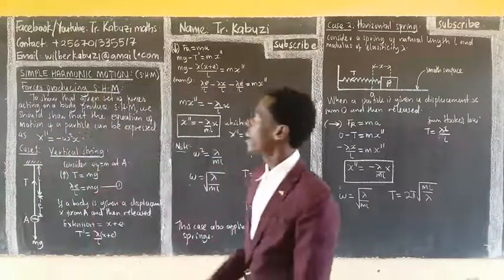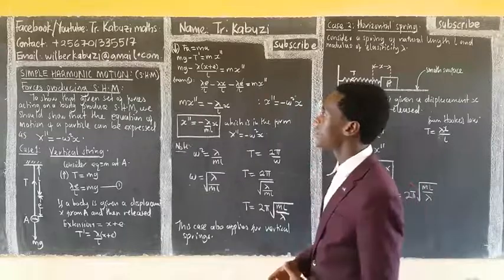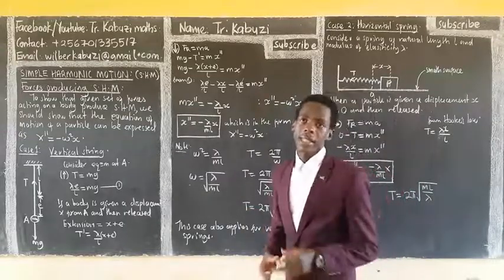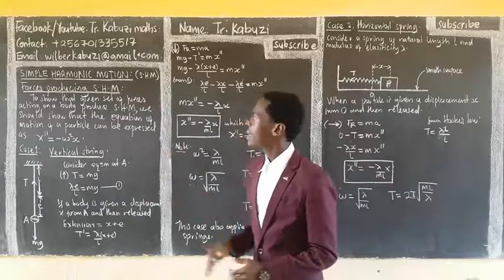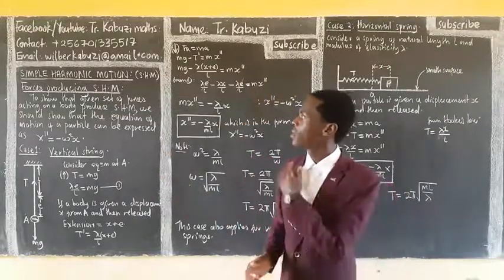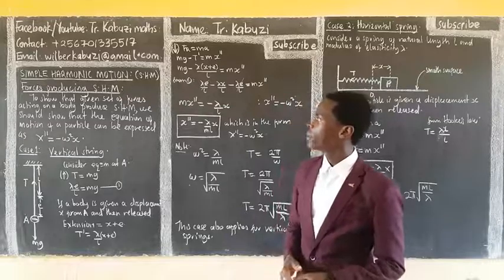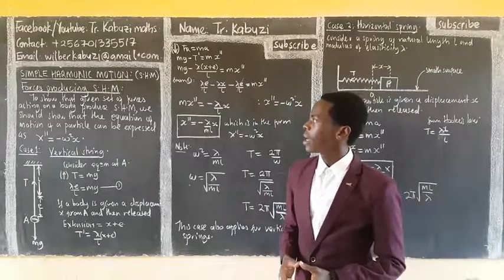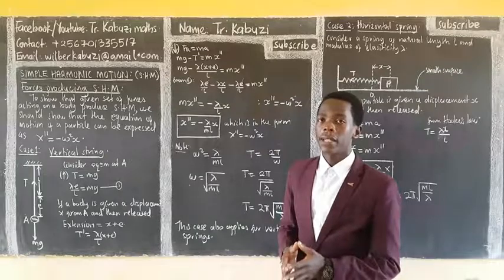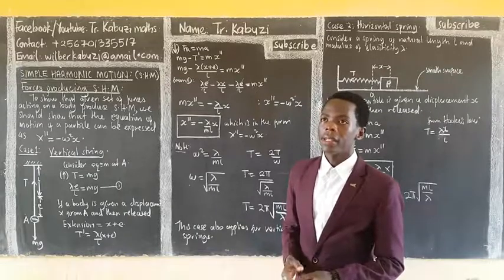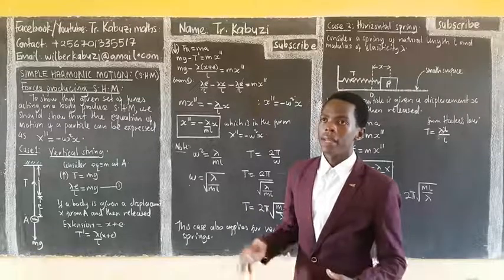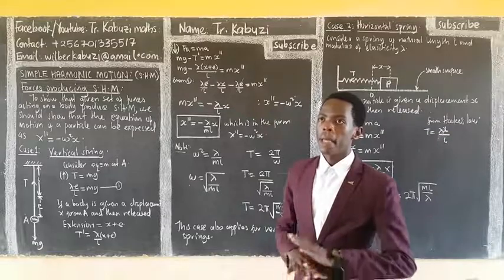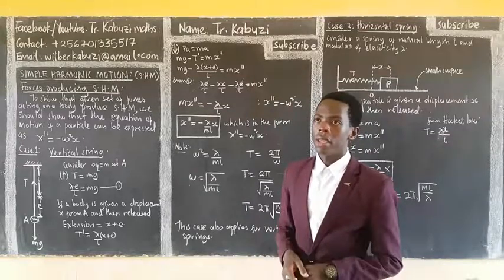Okay, now in this lesson, we are going to focus our attention on two forces producing simple harmonic motion. To show that a given set of forces acting on a body produce simple harmonic motion, we should show that the equation of motion of that particle can be expressed in the form of the acceleration equaling negative omega squared times the displacement. When you do that, the rest is going to be very okay.